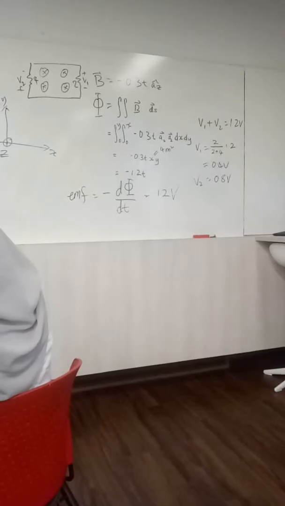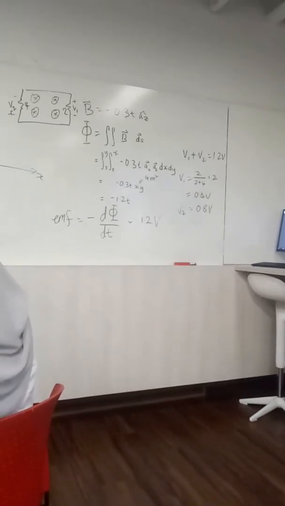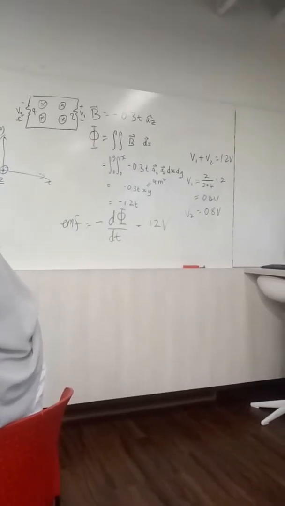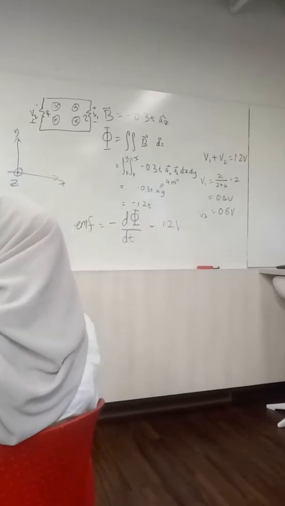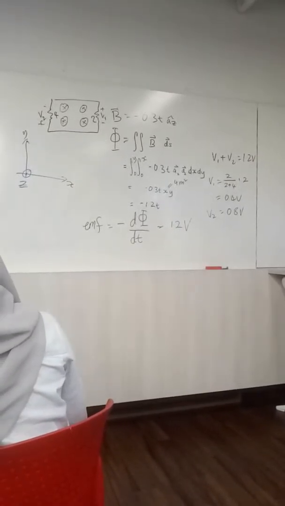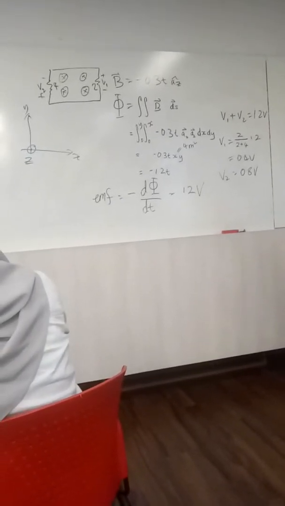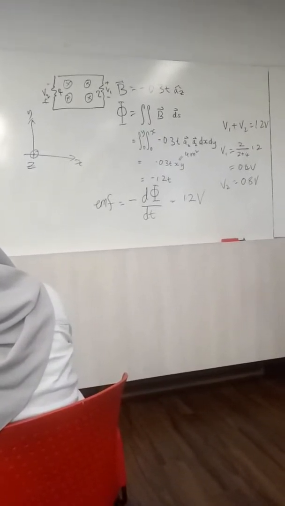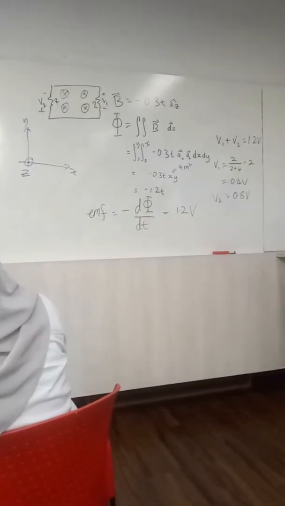In this case, we know that the current is flowing in the counterclockwise direction, and therefore it is positive. The positive and negative of your V1, V2 on the board are different. That's it.